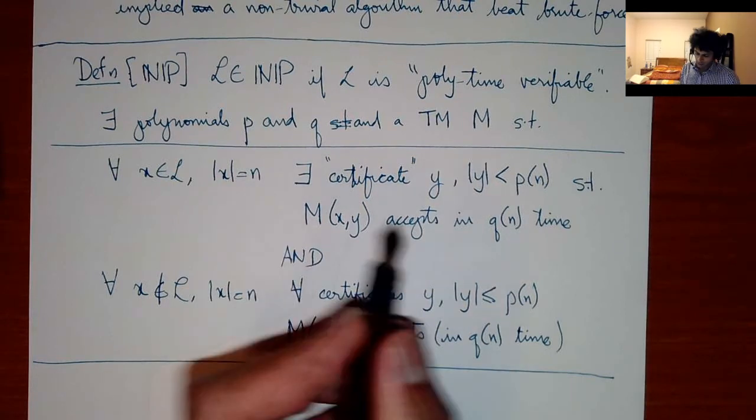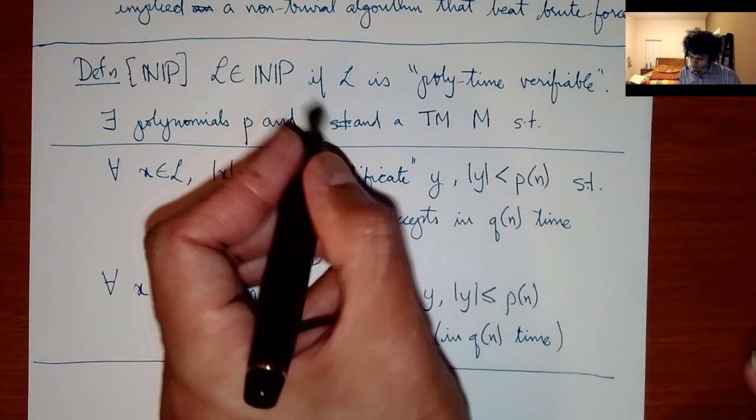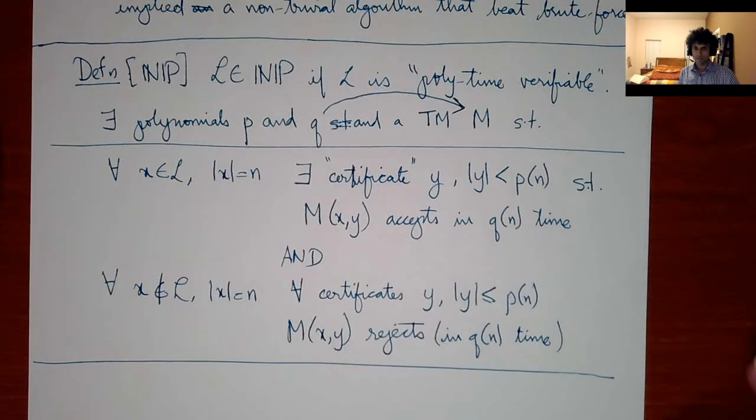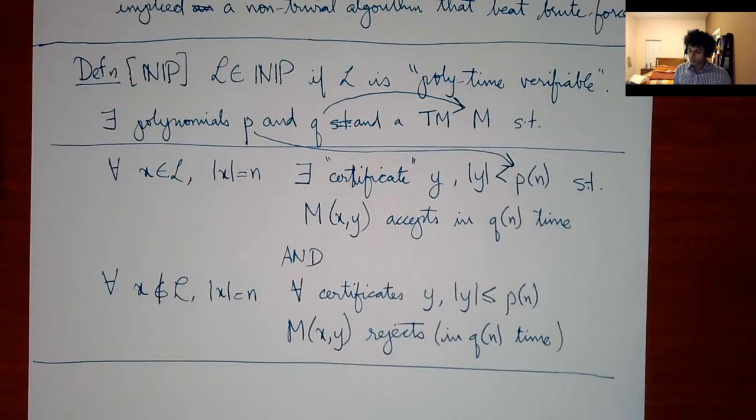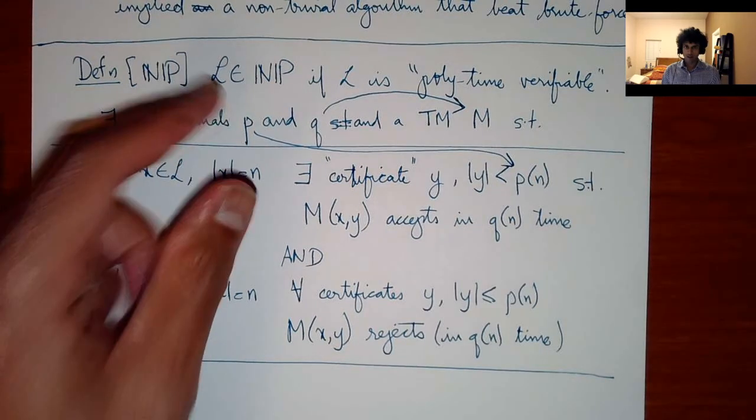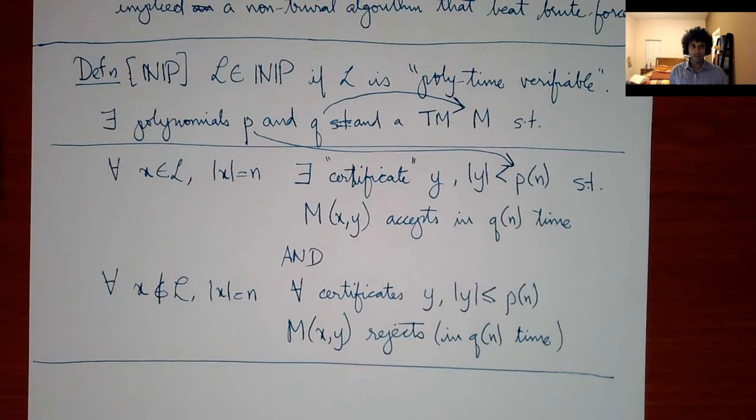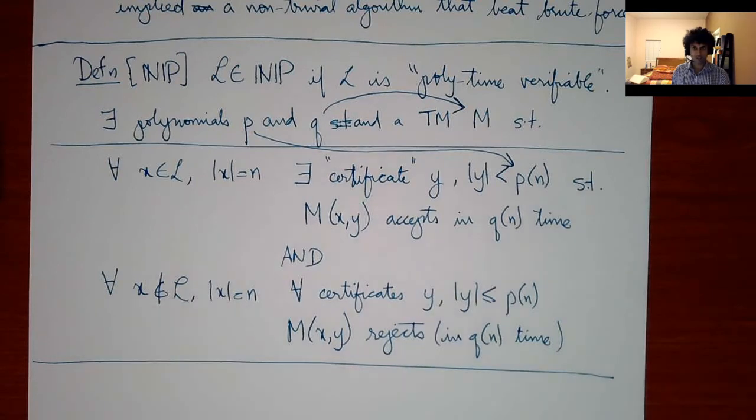So maybe I haven't written it in the best way. I could just say there exist polynomials P and Q. So Q is the running time of M, P is the certificate size. So a language is in NP if it's not clear that you can decide whether x is in L, but you can get a certificate that x is in L, and checking the certificate can be done in polynomial time.